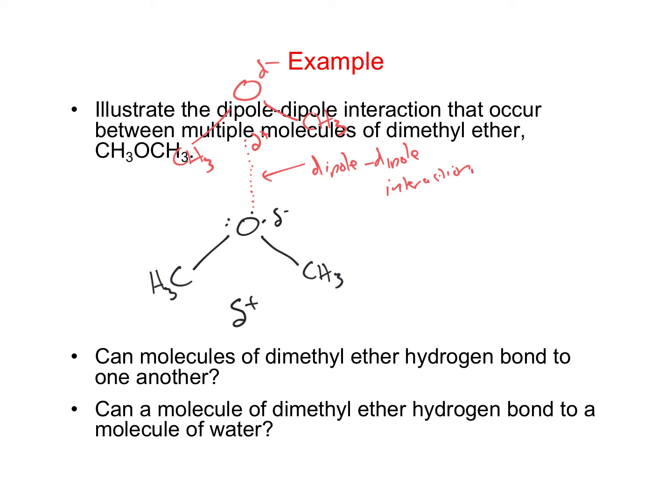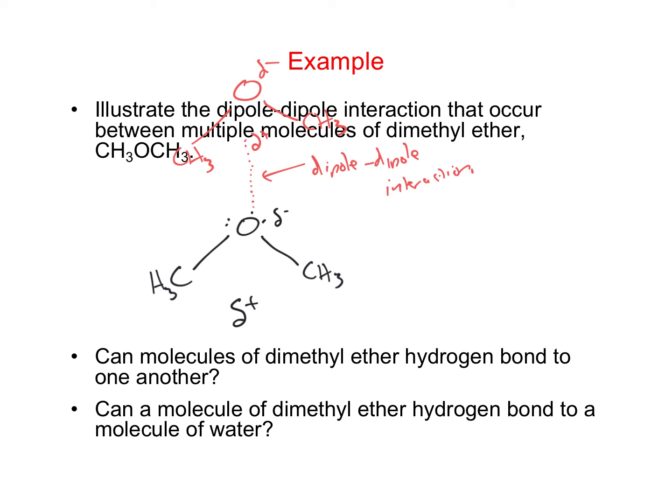And so if we were to ask, can two molecules of dimethyl ether hydrogen bond with one another? The answer is no. Both molecules meet the second criteria. They're polar and they have an oxygen. But the first criteria for hydrogen bonding is that we have to have a hydrogen directly covalently bonded to an oxygen, a nitrogen, or a fluorine. And in this case, all the hydrogens are directly connected to carbons, not the oxygen. So dimethyl ether has dipole-dipole interactions, but they can't hydrogen bond.